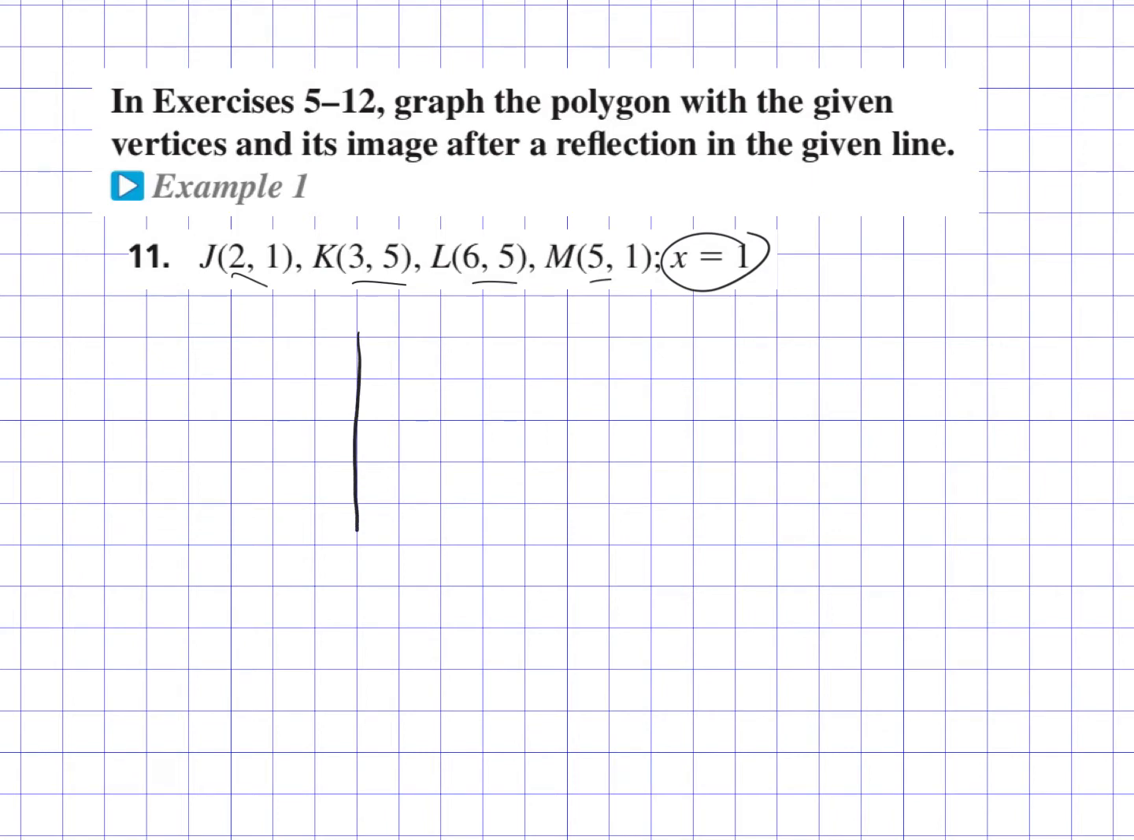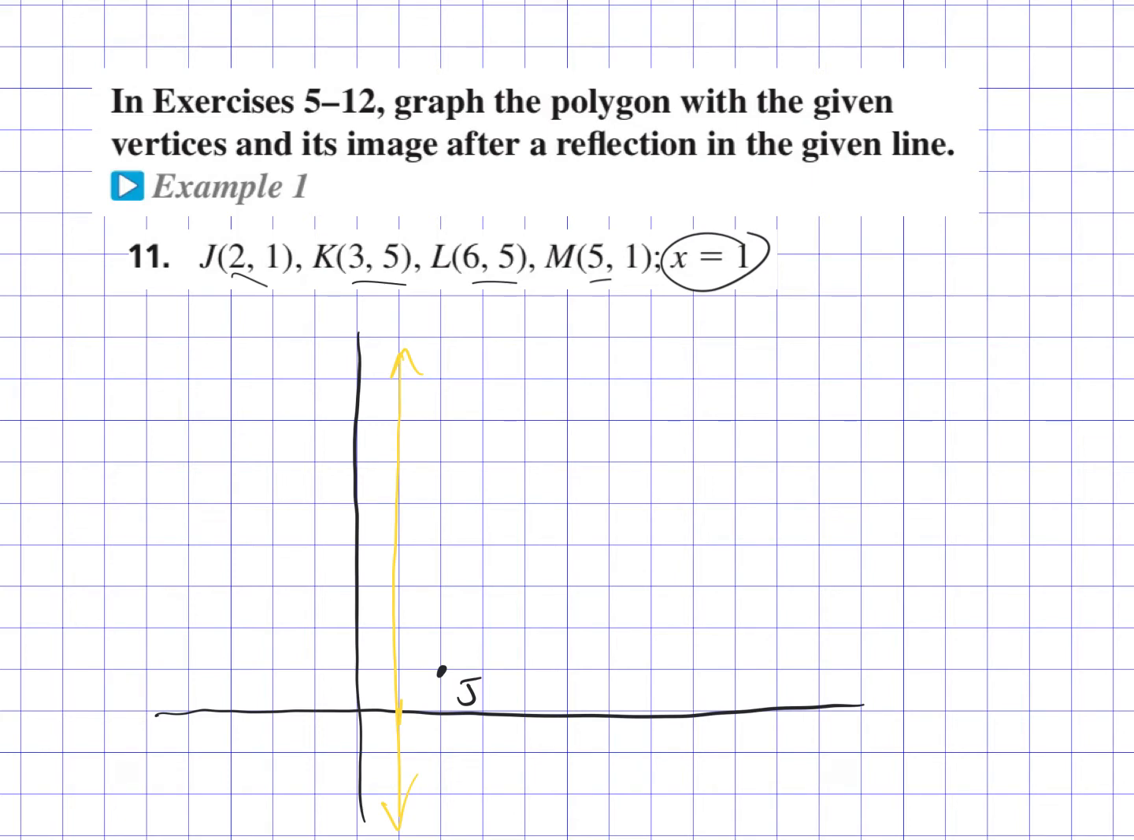So I'm going to draw this about like this because I know I'm going to graph over x equals 1. X equals 1 is right here. So wherever these points are, I'm going to graph around that line to the left. So J is at 2, 1. And K is at 3, 5.